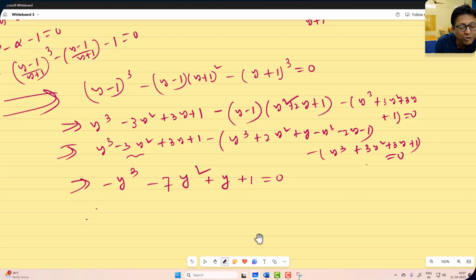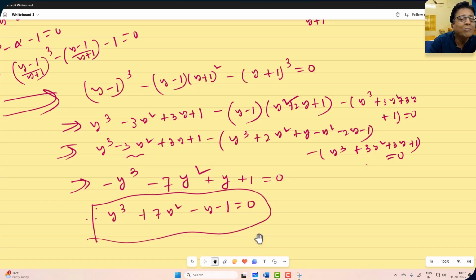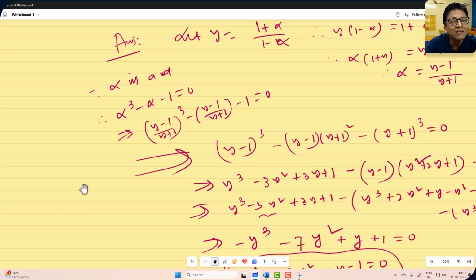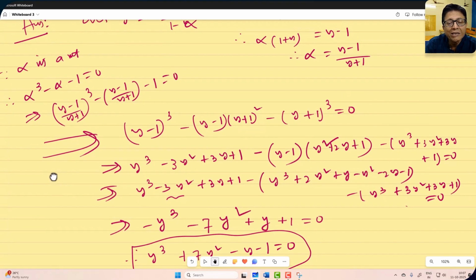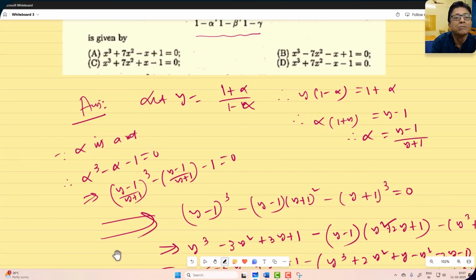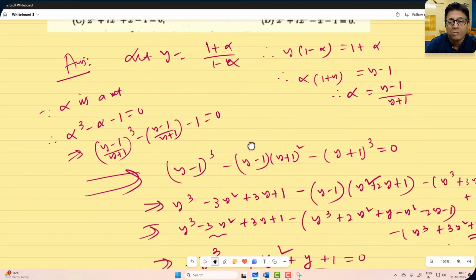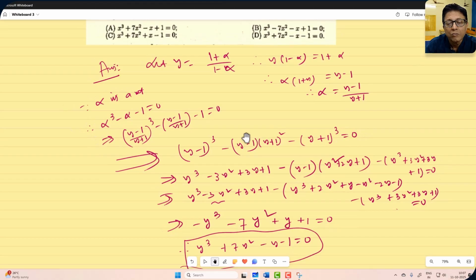So this is going to be y cube plus 7y square minus, the required equation is this, or you can write in terms of x, just replace y by x, variable doesn't matter. Just check, y cube plus 7y square minus y minus 1, so this one, part D is the correct option.